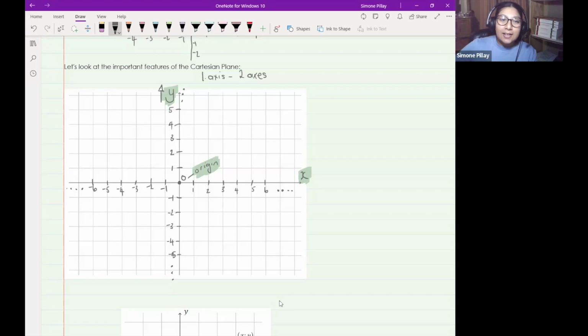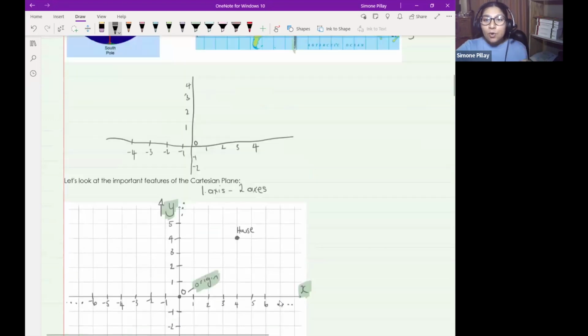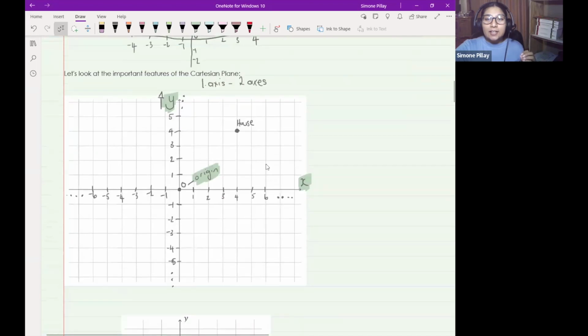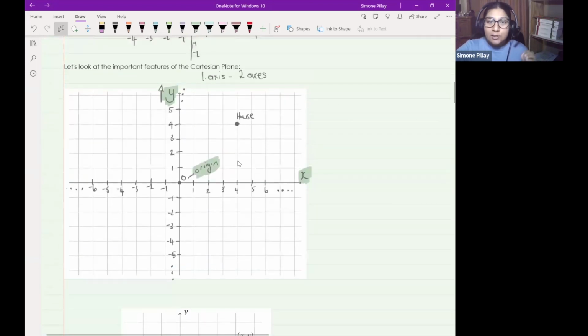Let's say this is my Cartesian plane and I'm sitting here. This is my little house. What I want you guys to see is I can use this Cartesian plane to get coordinates. In the same way you can get coordinates with longitude and latitude lines, you can get coordinates of my house on this Cartesian plane. And how do I do that?